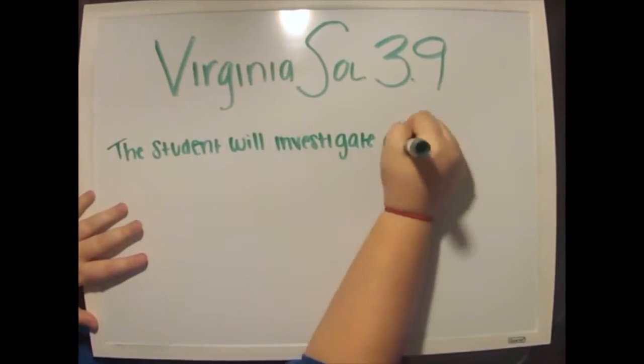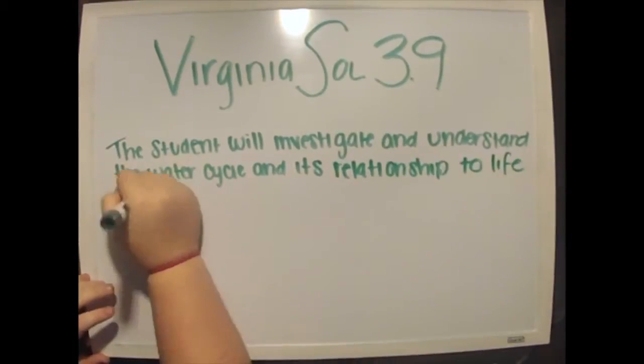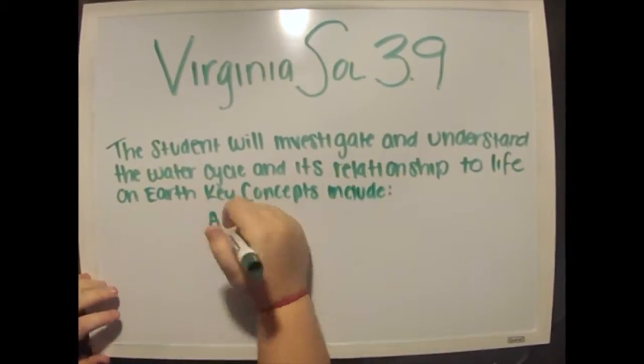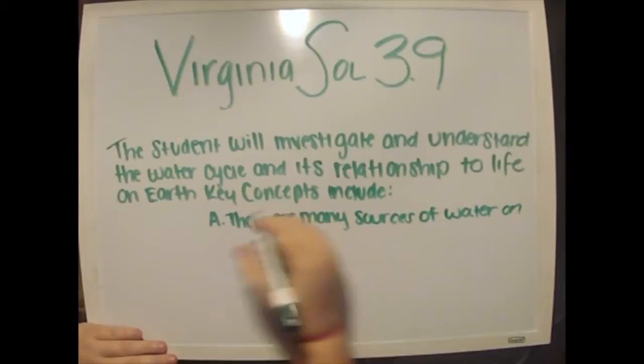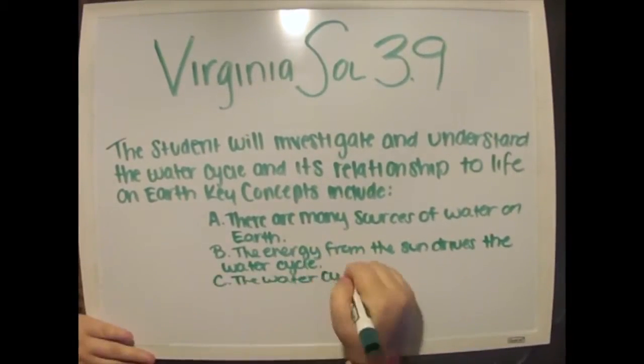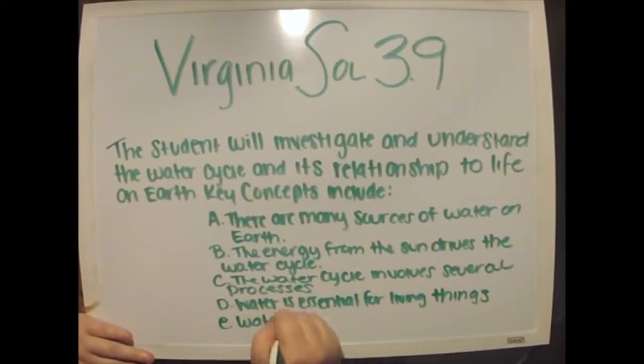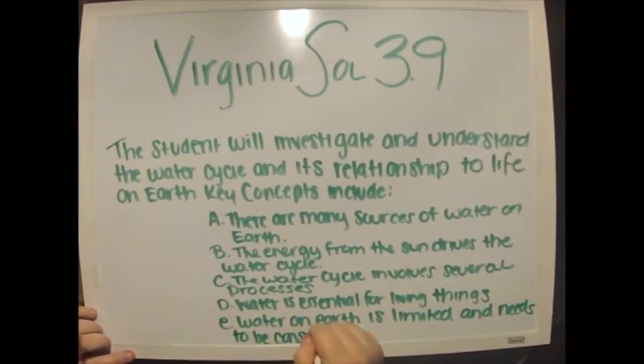Students will investigate and understand the water cycle and its relationship to life on Earth. Key concepts include: there are many sources of water on Earth. The energy from the sun drives the water cycle. The water cycle involves several processes. Water is essential for living things, and water on Earth is limited and needs to be conserved.